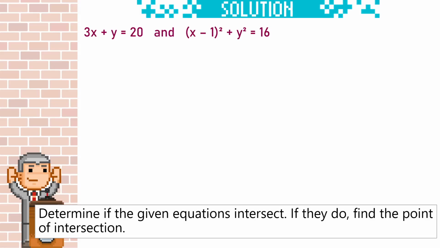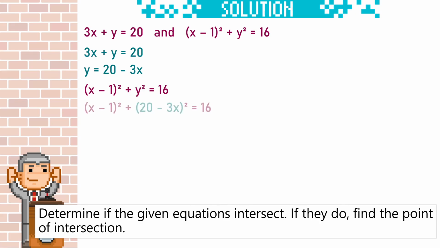To find the intersection or intersections, we need to substitute one equation into the other. But we've got a bit of difficulty here because we don't have a y equals or an x equals. So we need to look at that linear equation and take away 3x both sides to get it as y equals 20 minus 3x. We can then substitute that into our circle equation and expand the brackets and collect the like terms.